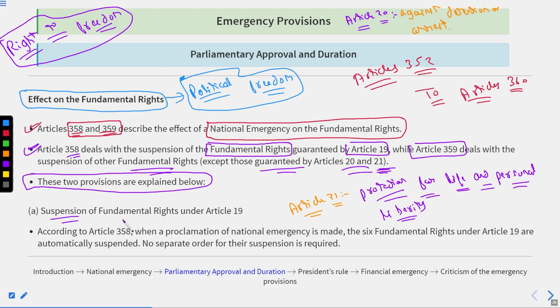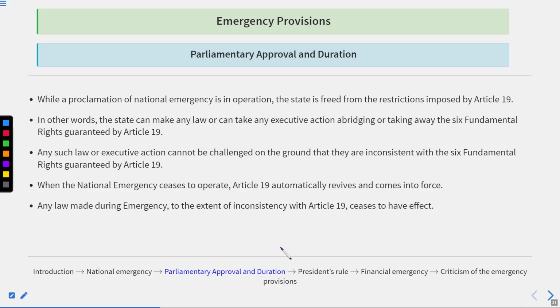First is suspension of fundamental rights under Article 19. According to Article 358, when a proclamation of national emergency is made, the six fundamental rights under Article 19, right to freedom, are automatically suspended. No separate order for this suspension is required. Okay. It means that there is no need for a resolution. While a proclamation of emergency is in operation, the state is freed from the restrictions imposed by Article 19.